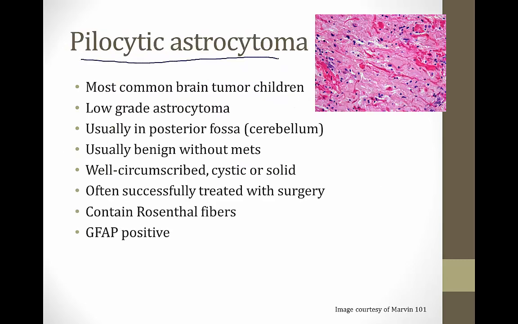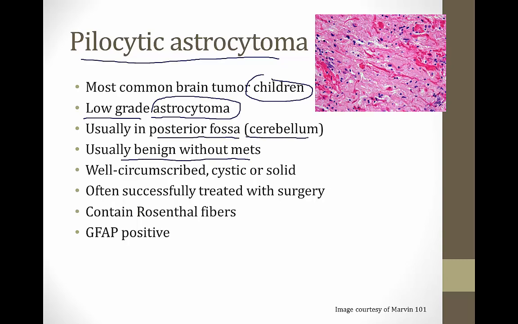A pilocytic astrocytoma is the most common brain tumor found among children. These tumors are low-grade astrocytomas, so they derive from astrocytes. That's why they're called astrocytomas, and they are low-grade, meaning they are usually benign and do not metastasize. They're commonly found in the posterior fossa near the cerebellum, and this means that in children they can present with signs of cerebellar dysfunction like ataxia and loss of balance.